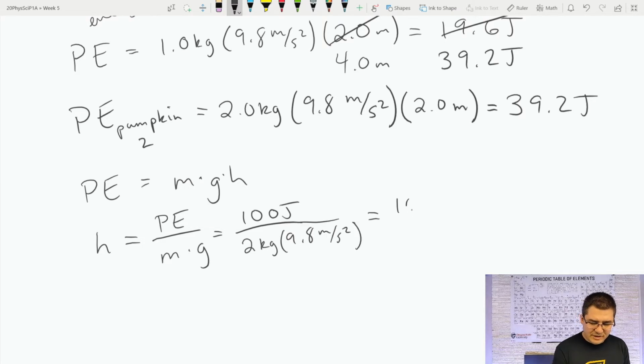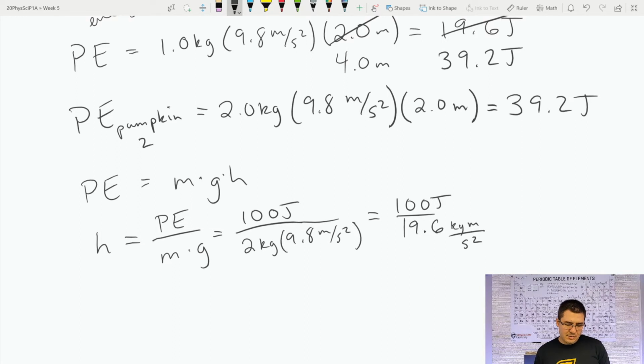Okay, I'm going to multiply the denominator first. It comes out to 19.6, and that's a kilogram meter per second squared. And so when I divide 100 joules by 19.6, let me type it in my calculator, sorry, I get 5.1.